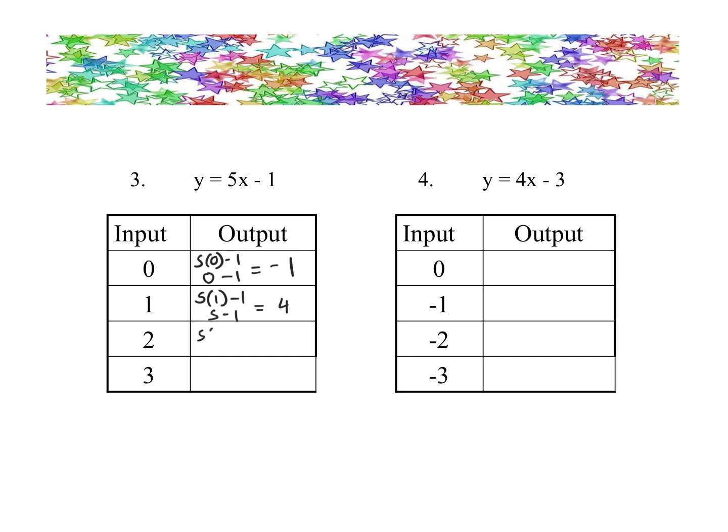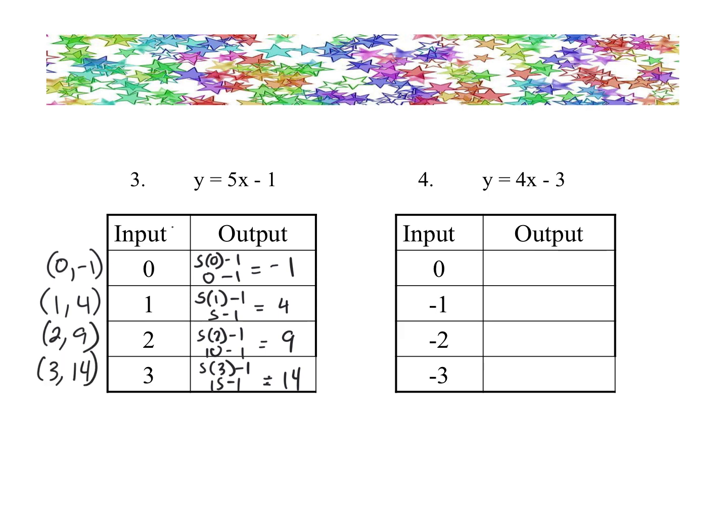Then we're going to get 5 times 2 minus 1. It's going to be 10 minus 1. It's going to give us 9. And lastly, we have 5 times 3 minus 1, which is 15 minus 1. And that equals 14. Again, the ordered pairs that you're going to get are 0, comma, negative 1; 1, comma, 4; 2, comma, 9; 3, comma, 14. Remember, an input is x, output is y.